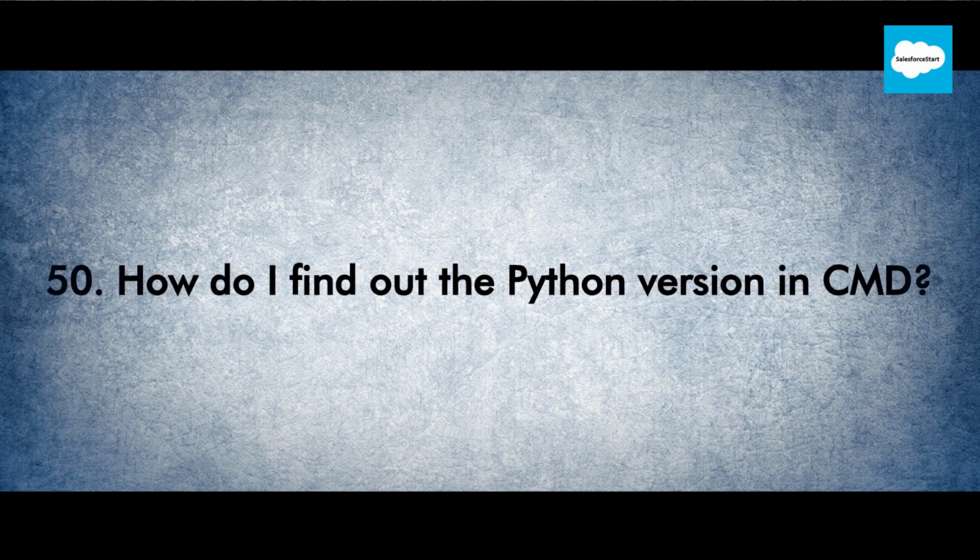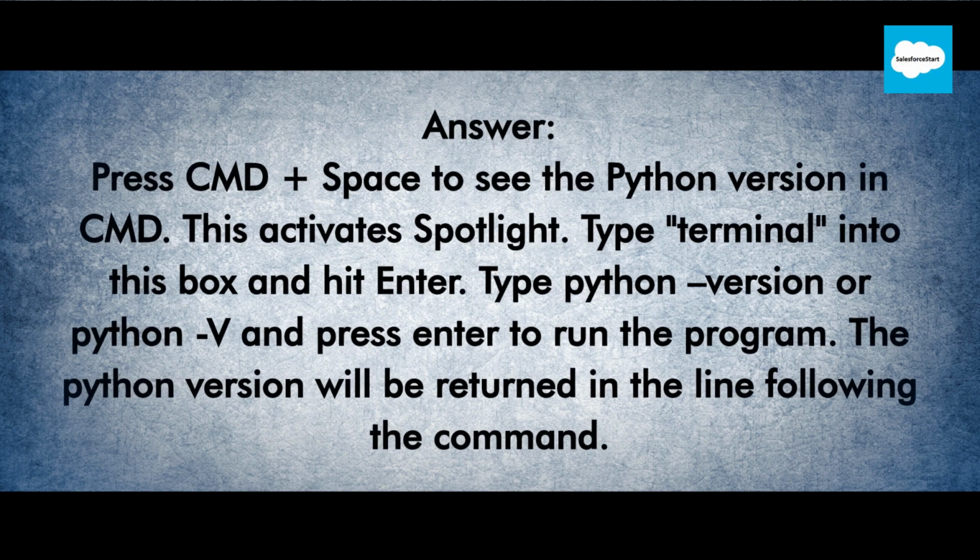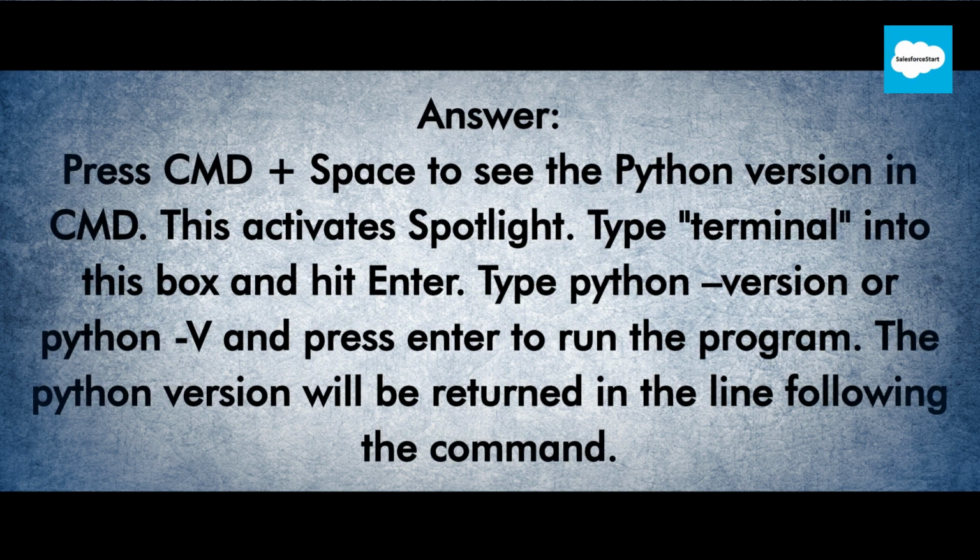50. How do I find out the Python version in CMD? Answer. Press CMD plus space to see the Python version in CMD. This activates Spotlight. Type terminal into this box and hit enter. Type python --version or python -V and press enter to run the command. The Python version will be returned in the line following the command.